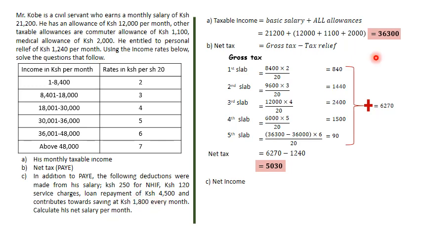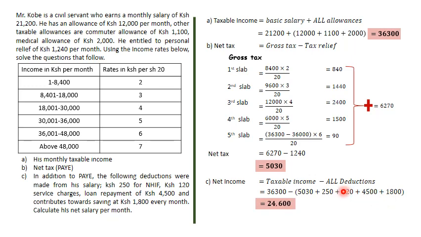So this reduces the taxable income by some figure, and that tells us that net income is going to be taxable income, this figure, minus all deductions, and all deductions are the 5,030, which is net tax, and then other allowances, which are these ones here. And what is it going to be? It's going to be that 6,300 minus, in brackets, 5,030 plus 250 plus 120 plus 4,500 plus 1,800. And so the answer is simply going to be 24,600. This is the amount the person finds in their bank account, and that is the net salary per month.